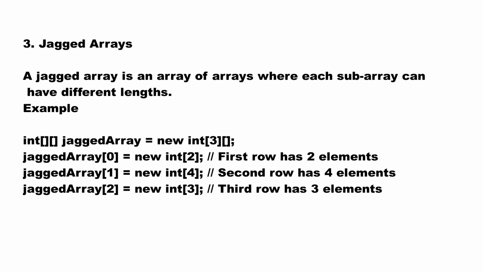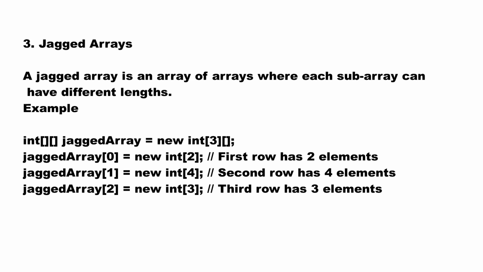The number of columns in each row is not fixed. Now let's look at examples. We have int[][] jaggedArray, which is an array of arrays, equals to new int[3][]; The rows have been given but the column is not fixed. They have given us the row, which is 3, but the column is empty, it is not fixed.